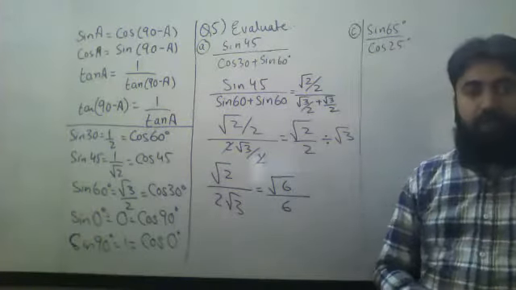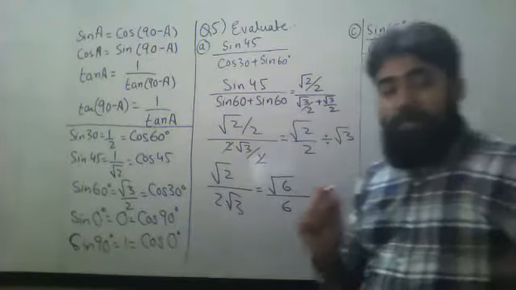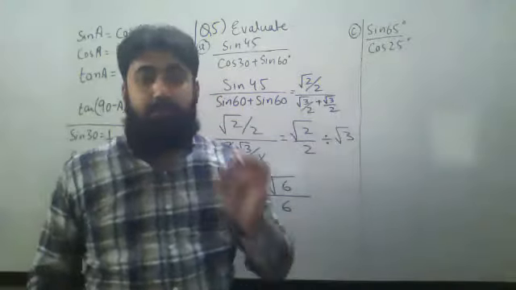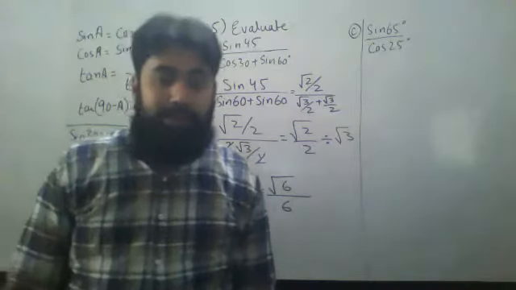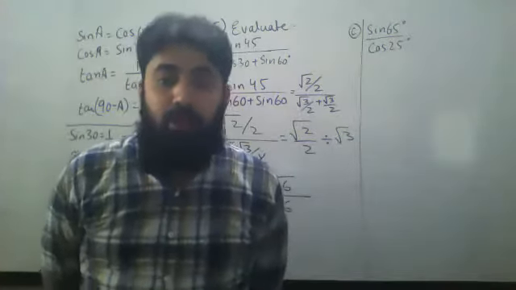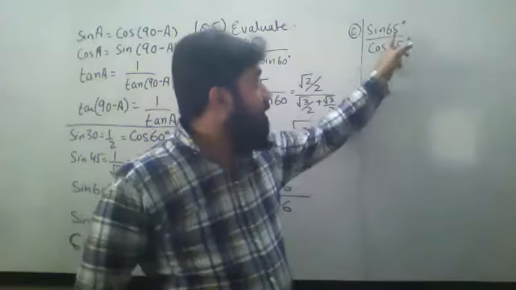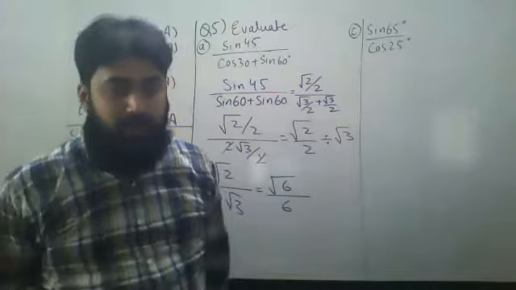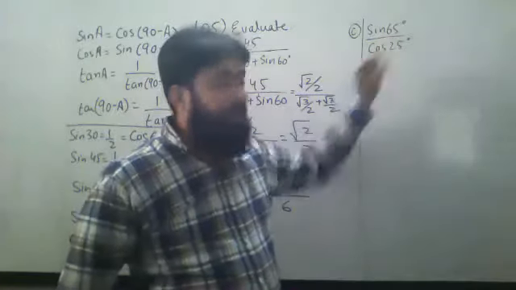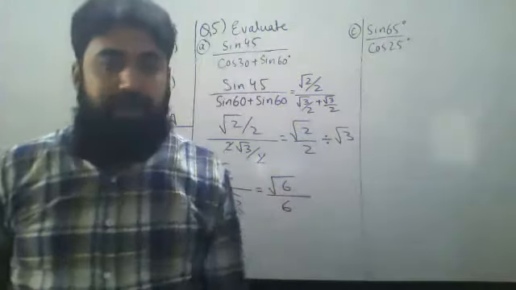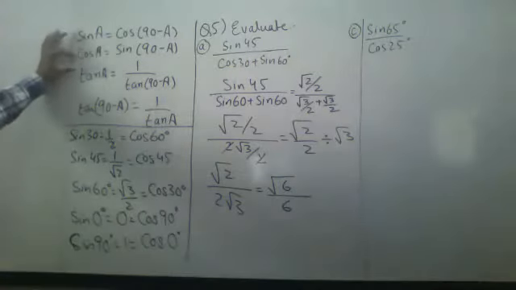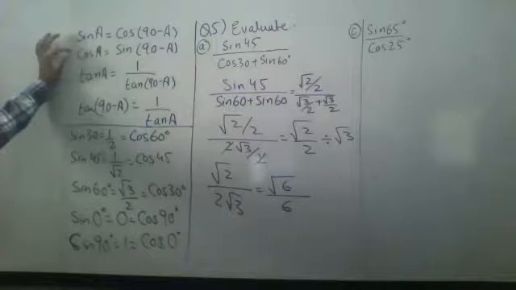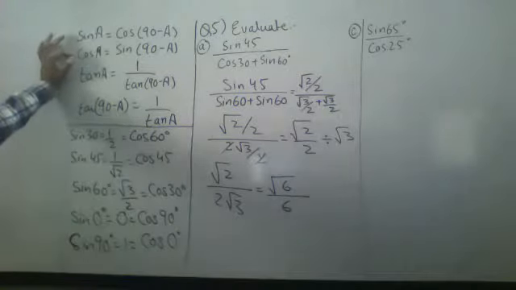65 plus 25, the answer will be 90 degrees. If I add 65 plus 25, the answer is 90 degrees. It means these two angles are complementary angles to each other because they add up to 90 degrees. So I can either use this one or this one to get my result.